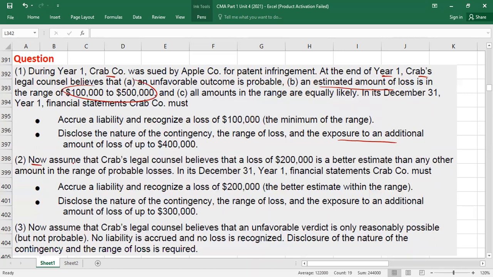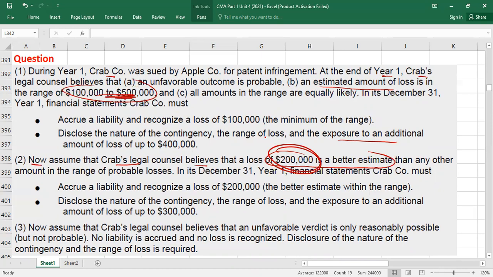Now assume that Krabs legal counsel believes that loss of 200,000 is the better estimate from this range. It is probable and range is given, but 200,000 is a better estimate. So what you will do? You will debit expense, credit the liability by what? With the 200,000, because this is better estimate.